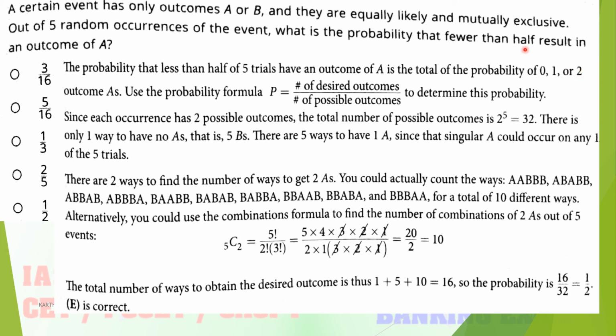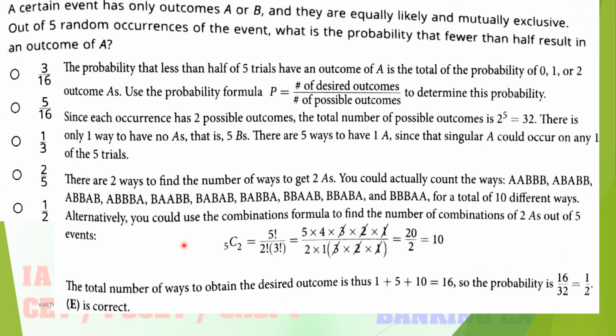So how to determine the total possible number? There are 2 outcomes, A or B. With 5 random trials, the total arrangement is 2 to the power of 5, which is 32. 32 is the total possible number. Without considering the condition that A is less than 2, the total arrangement possible is 32.